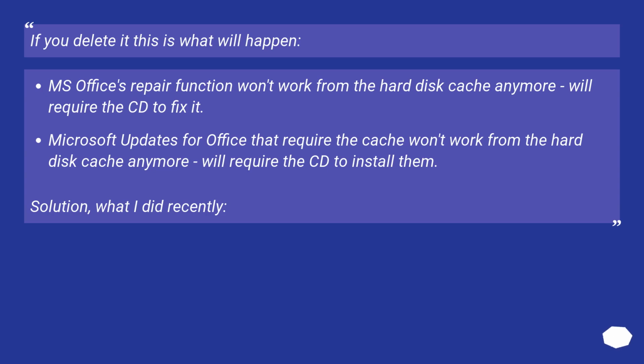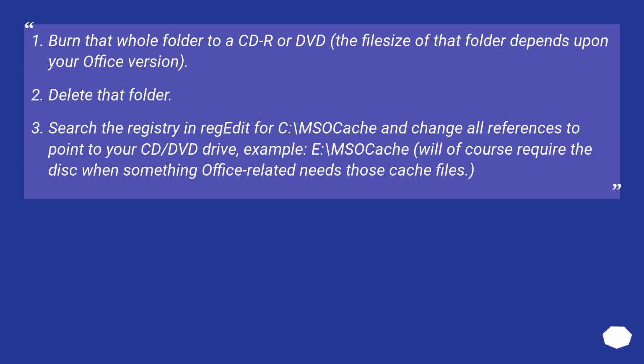Solution: what I did recently. Burn that whole folder to a CDR or DVD. The file size of that folder depends upon your Office version. Delete that folder. Search the registry in regedit for C:\MSOCache and change all references to point to your CD/DVD drive. Example: E:\MSOCache will of course require the disk when something Office related needs those cache files.